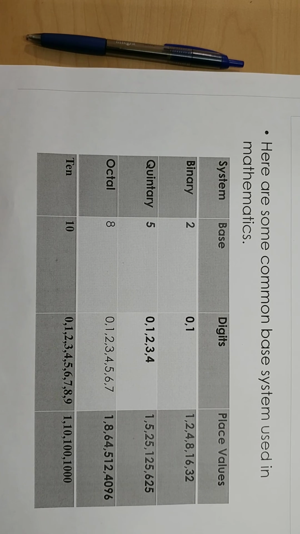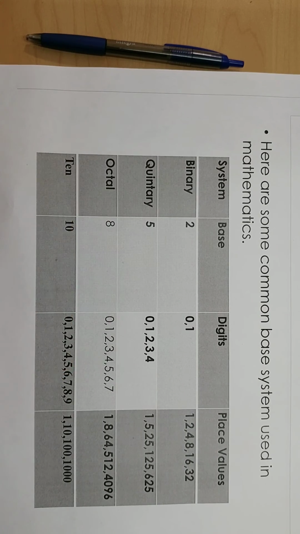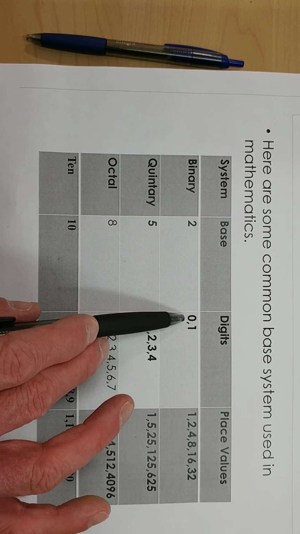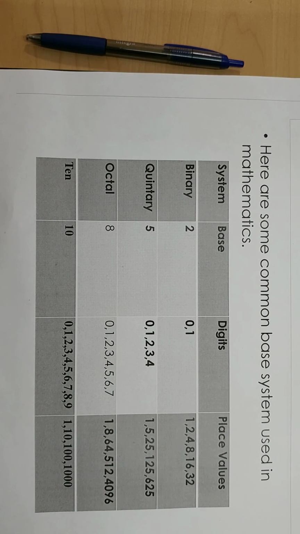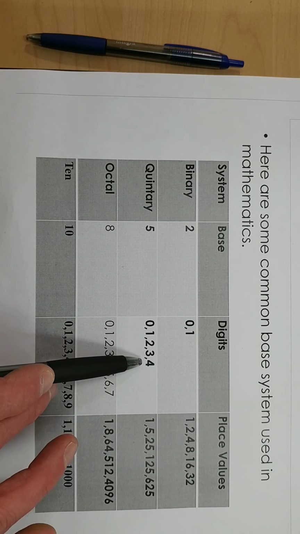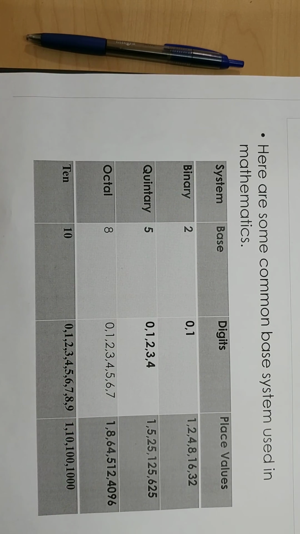So what is a different base system? Well, for example, base 2, we basically keep the Hindu-Arabic digits, but we're only using the zeros and ones. If we're in base 5, we're using 0, 1, 2, 3, 4. Notice we don't use the 5. And then base 8 is 0, 1, 2, 3, 4, 5, 6, 7. And we don't use the 8.